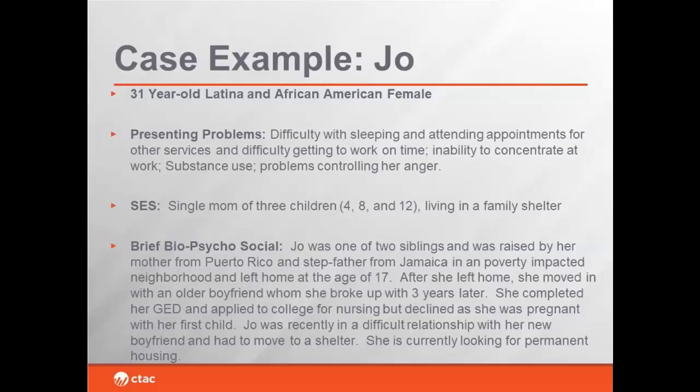Joe was one of 2 siblings and was raised by her mother from Puerto Rico and stepfather from Jamaica in a poverty-impacted neighborhood. And she left home at the age of 17. After she left home, she moved in with an older boyfriend whom she broke up with 3 years later. She completed her GED and applied to college in nursing, but declined as she was pregnant with her first child. So Joe was recently in a difficult relationship with her new boyfriend and had to move to a shelter. She is currently looking for permanent housing.